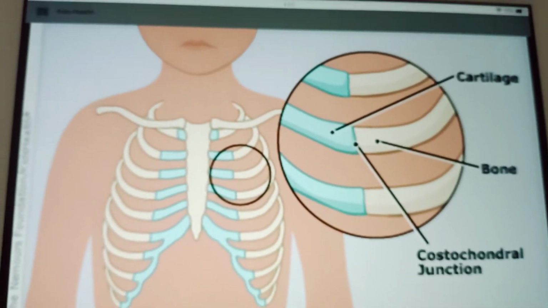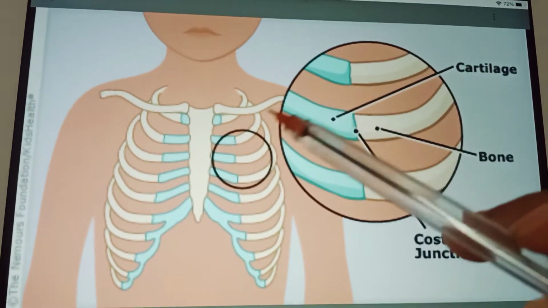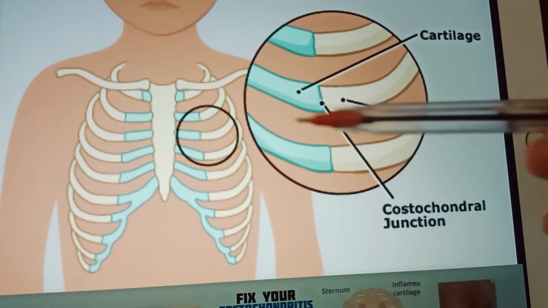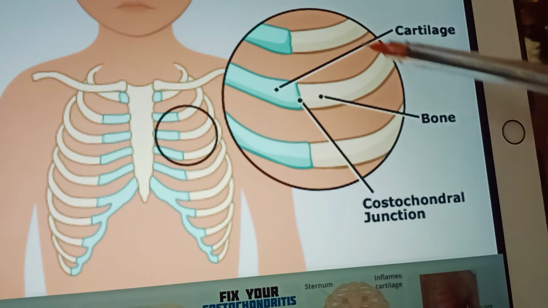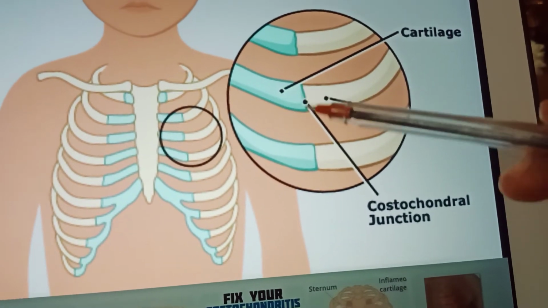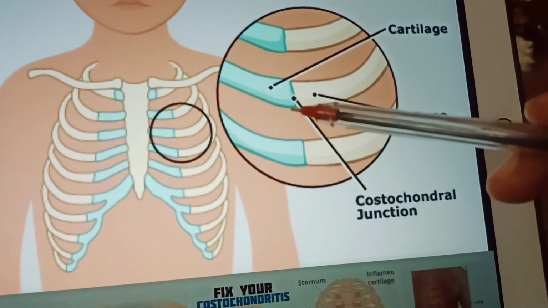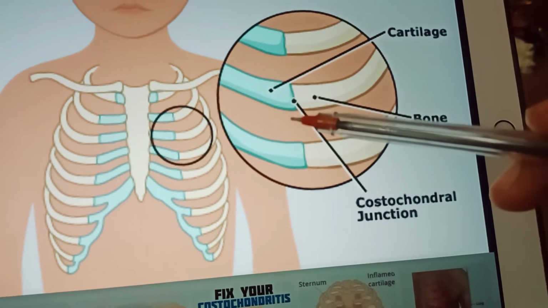Next, let us continue with common musculoskeletal conditions. So the first one I'm going to discuss is costochondritis. Actually, you can see this is the costal cartilage and this is the bone here. Okay, in zoom you can see this is the bone, this is the cartilage. This is called the costochondral junction. So if it gets inflamed, that is called costochondritis.